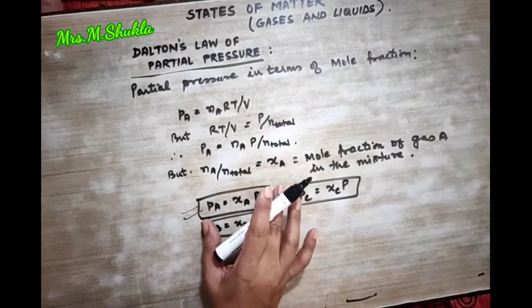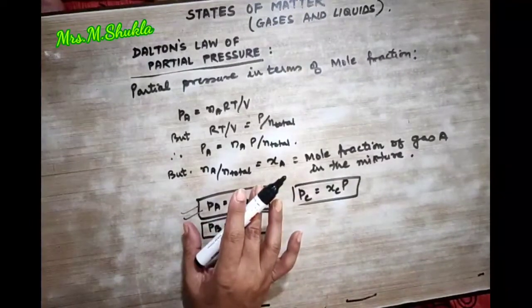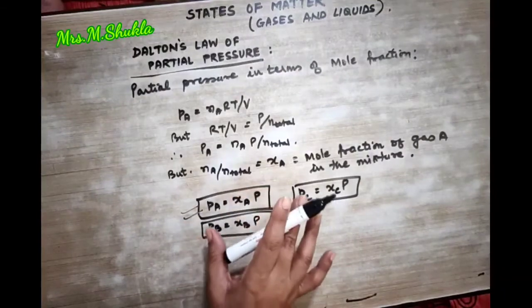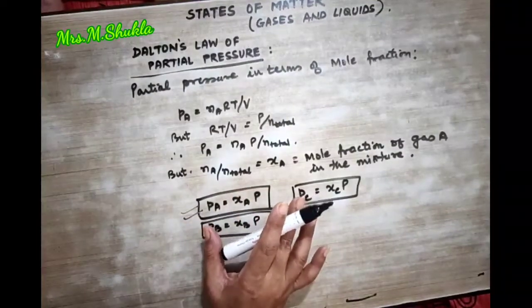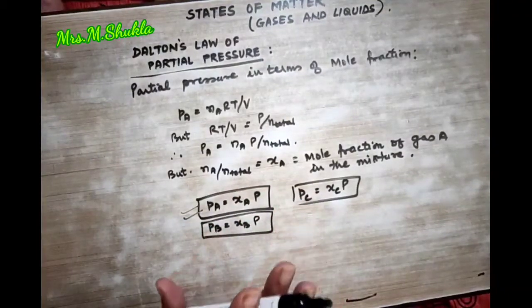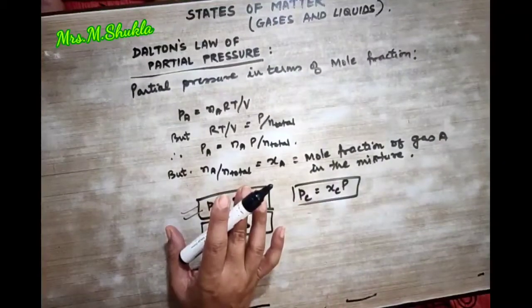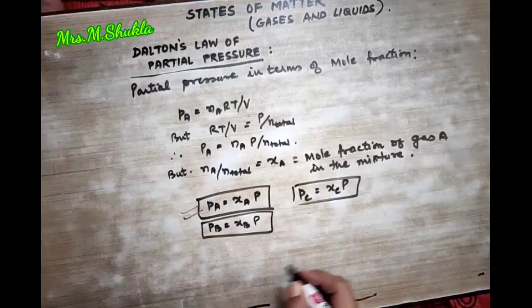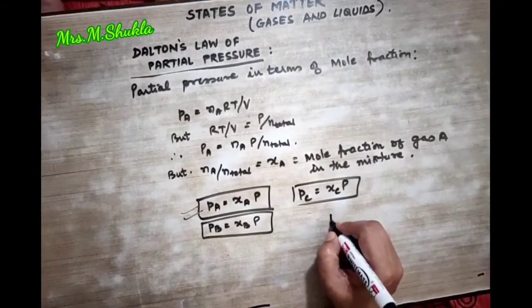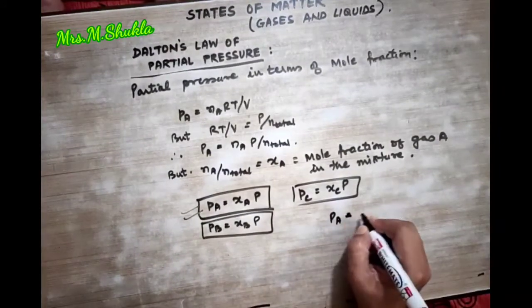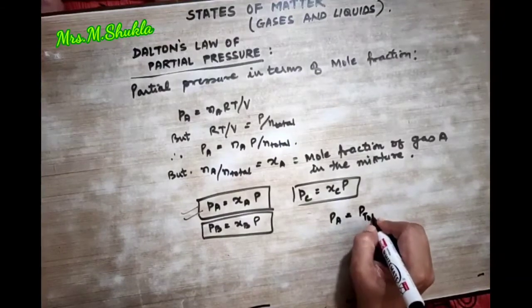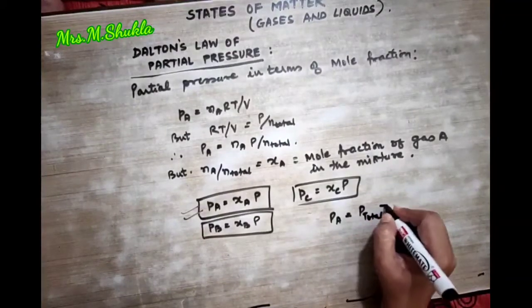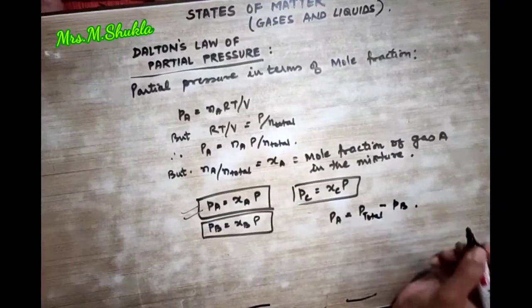Then another point: in a binary mixture, the partial pressure of gas A is always equal to the total pressure minus the partial pressure of gas B, right? So I should write it down over here to make you understand that partial pressure is equal to the total pressure minus this.